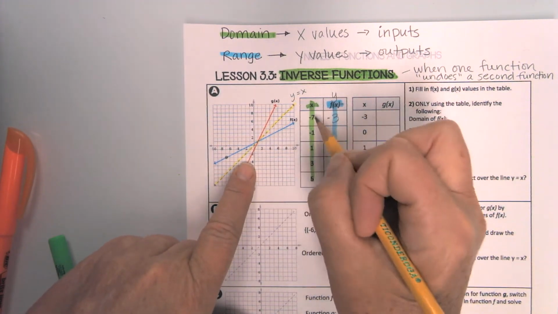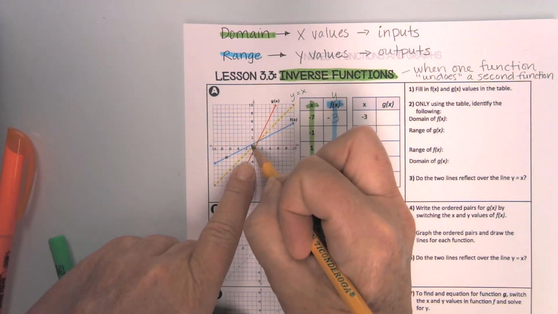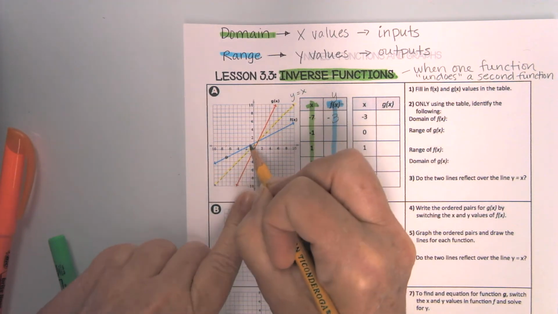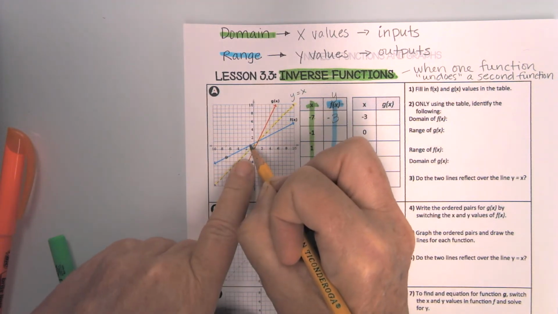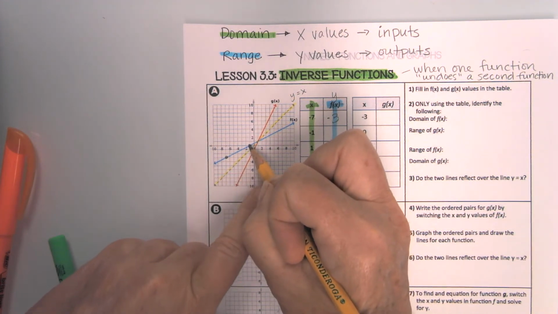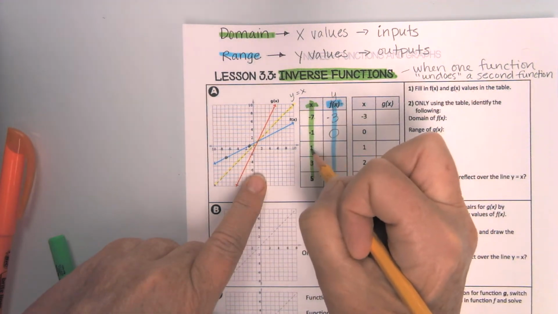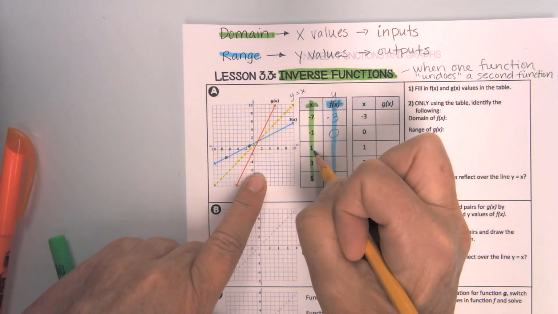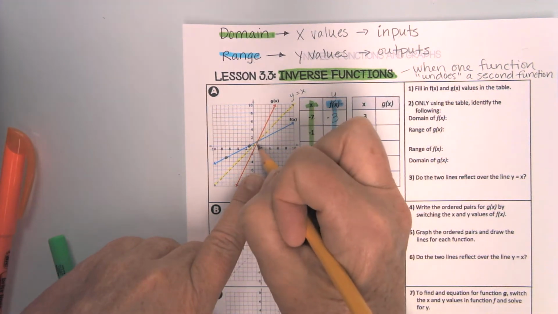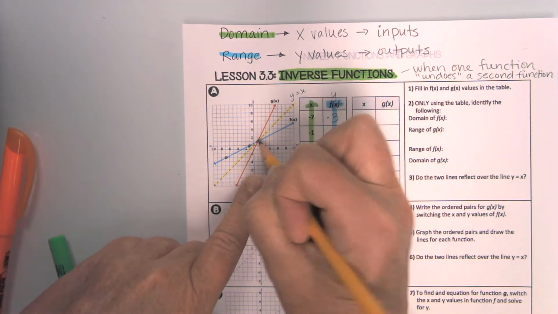On my f of x line, when x is negative 1, I'm going to go to negative 1 right here. What is my y value? Oh, it's actually on the 0. So they want to know what that point is right there, and that is 0. Then they ask me, when x is 1, what is the point? And it's right here: 1, 1.